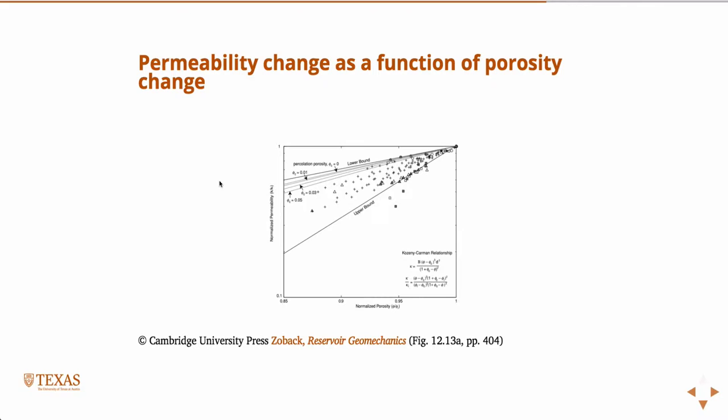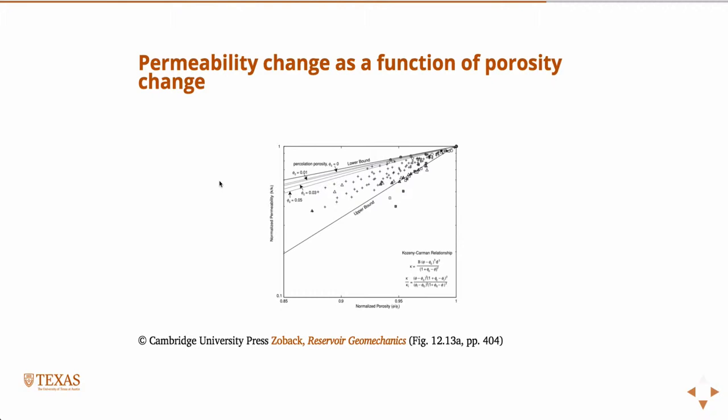It's a little hard to read, but this is all real data. All the points are real data. This is normalized porosity versus normalized permeability, normalized being the porosity divided by the initial porosity, and the current permeability divided by the initial permeability, so that we can plot a whole bunch of data on one plot.